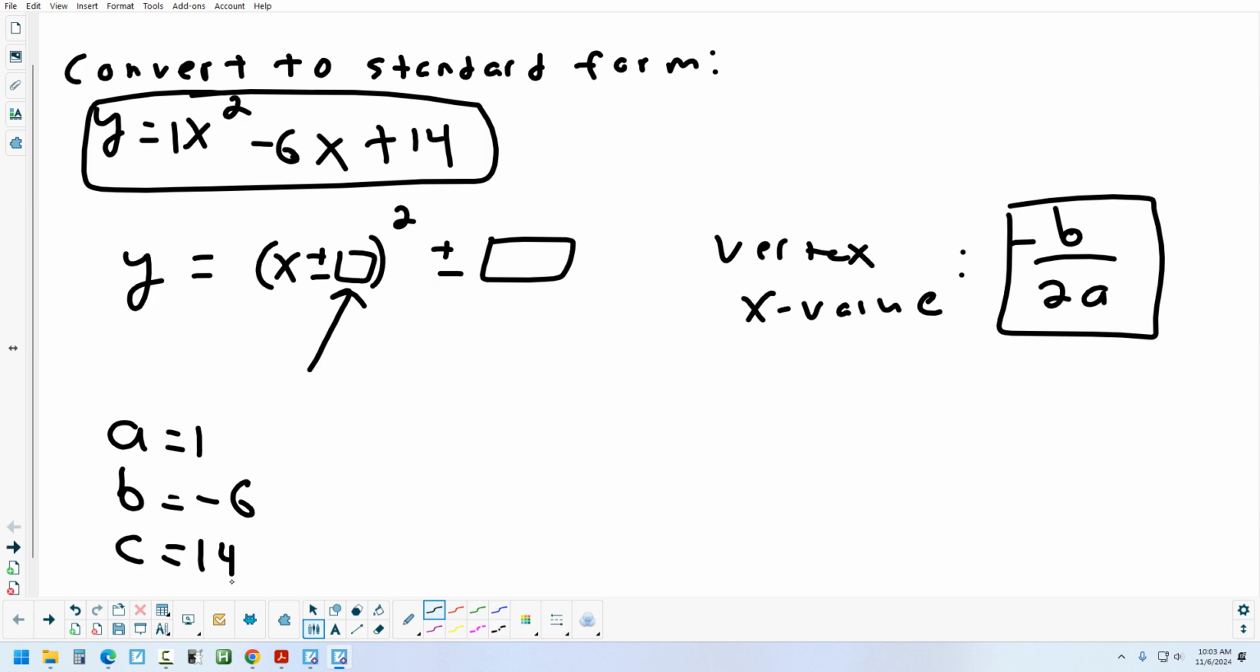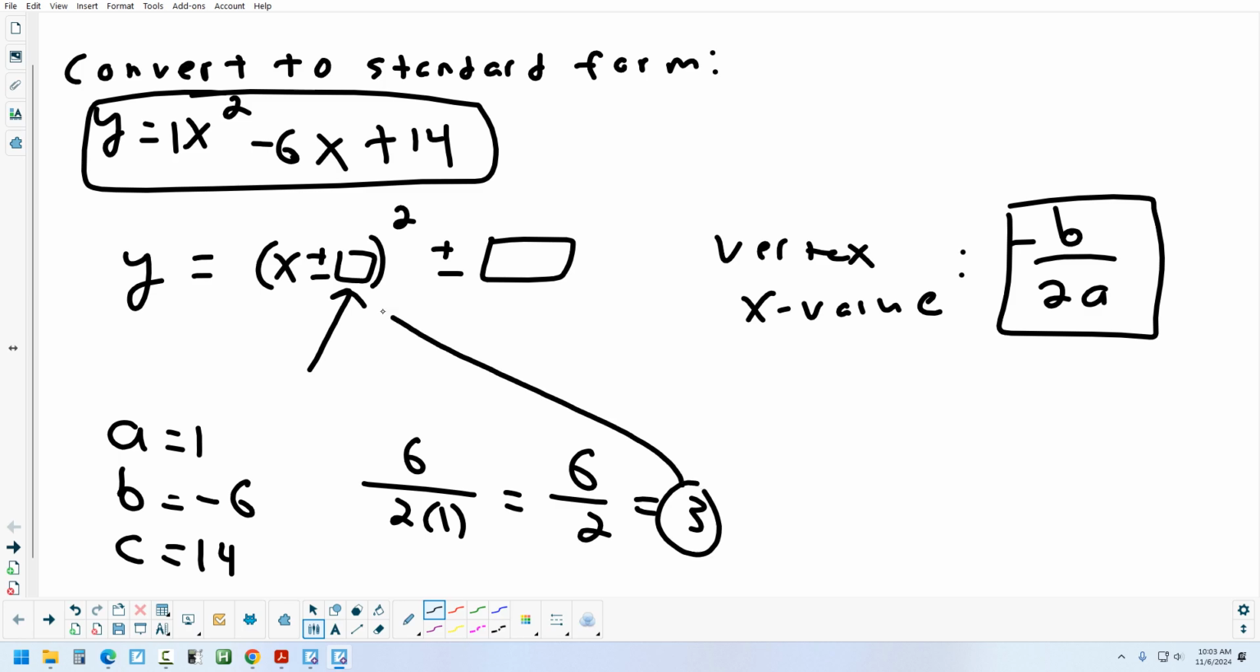Okay, so let's plug in our a and b into the formula on the right side. So when we plug in b, it's negative b in the top. Since b is already negative, it's negative negative 6, so 6, divided by 2a, well, that's 2 times 1, which comes out to 6 divided by 2, which is 3. So that means 3 is going to go in that box right there.